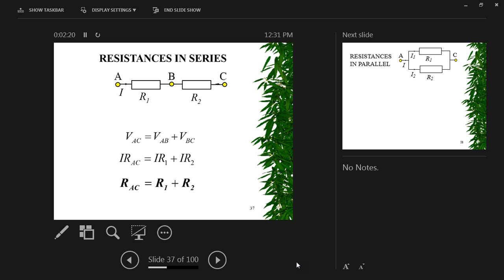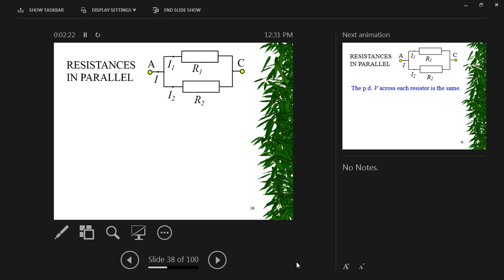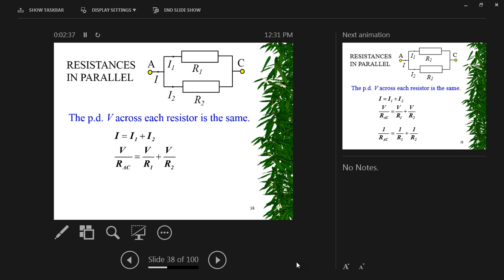Conversely, when we have two resistors in parallel, they must both have the same potential difference, because I can consider a point A and a point C. Those two points must have the same potential difference regardless of which path I take in the potential loop. So the PD across both of them is the same. So I can also apply Kirchhoff's first law to say that the current at this junction must be I equals I1 plus I2.